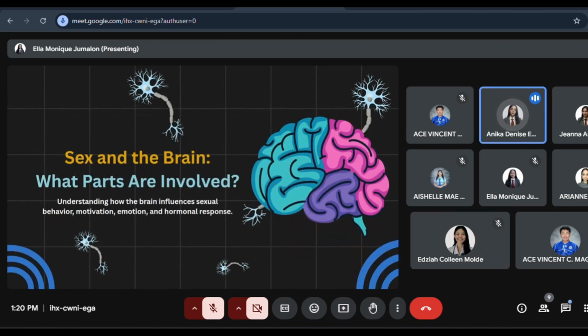Now, moving on to the next topic that combines biology, psychology, and human connection. It's about sex and the brain. Most people associate sex with the body, but we often overlook the brain's powerful role in driving sexual thoughts, emotions, and behaviors. So let's break it down and explore what's really going on up there.